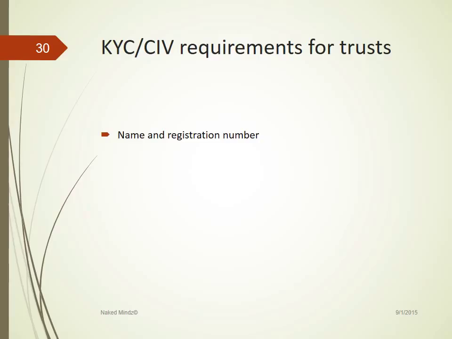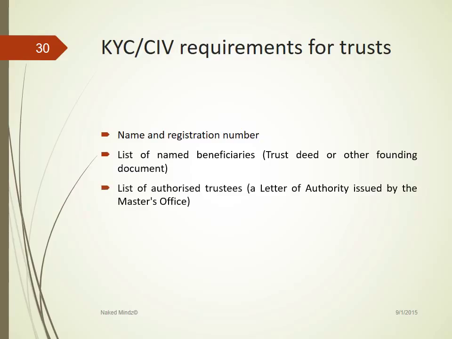KYC CRV requirements for trusts are quite onerous because trusts are loosely controlled in South Africa and can be used for tax evasion and money laundering. Your KYC CRV requirements include your name and registration number, the list of named beneficiaries. This can be found in the trust deed or other founding document. The list of authorized trustees. They get a letter of authority issued by the Master's Office, the address of the Master's Office where the trust is registered, and the tax details.